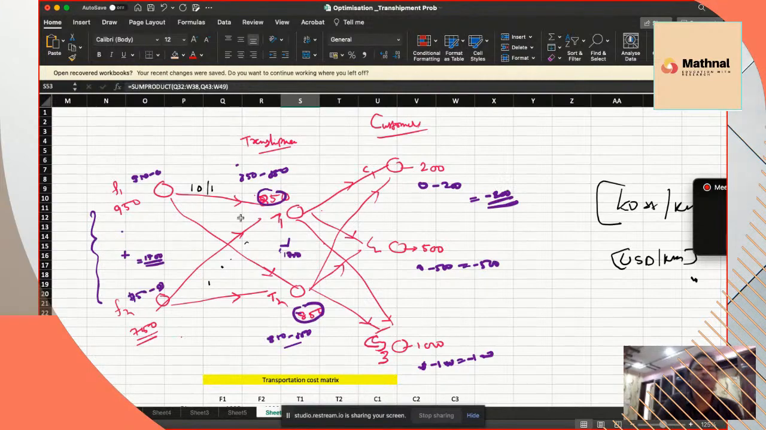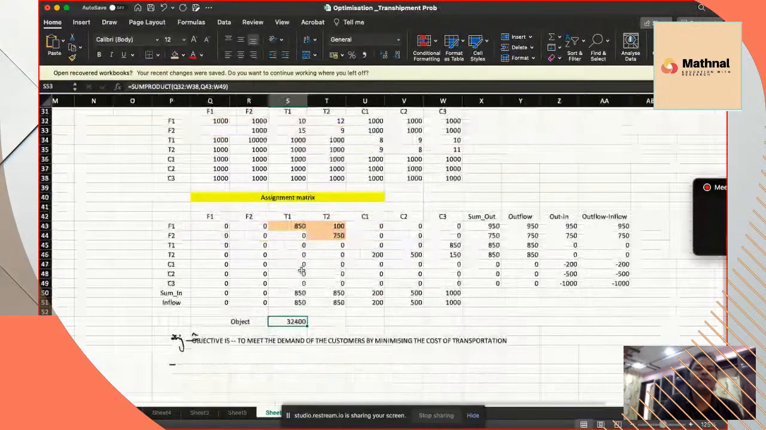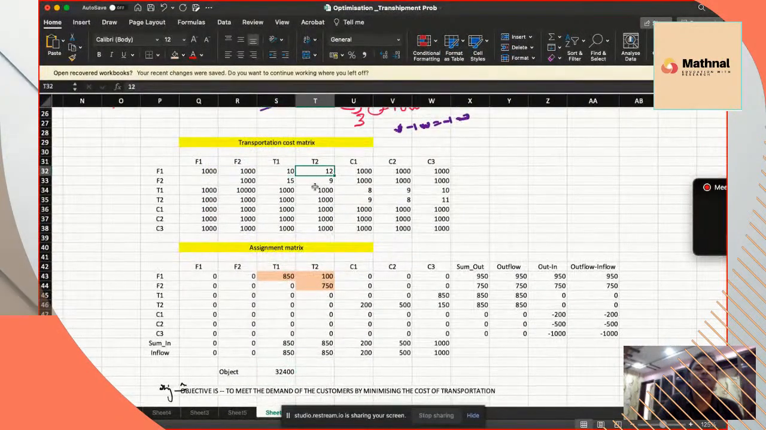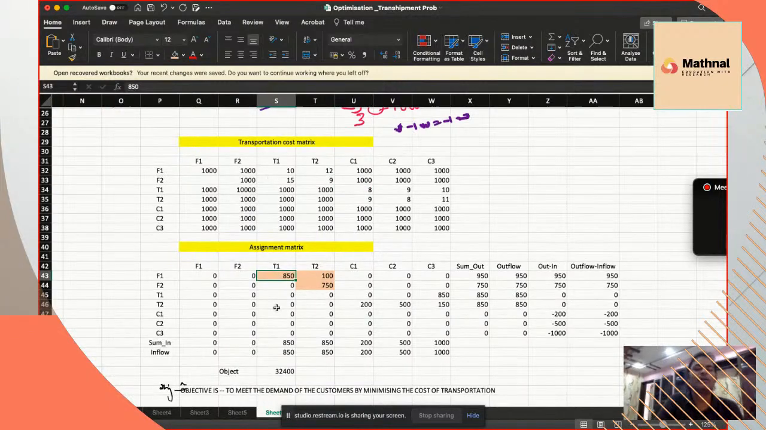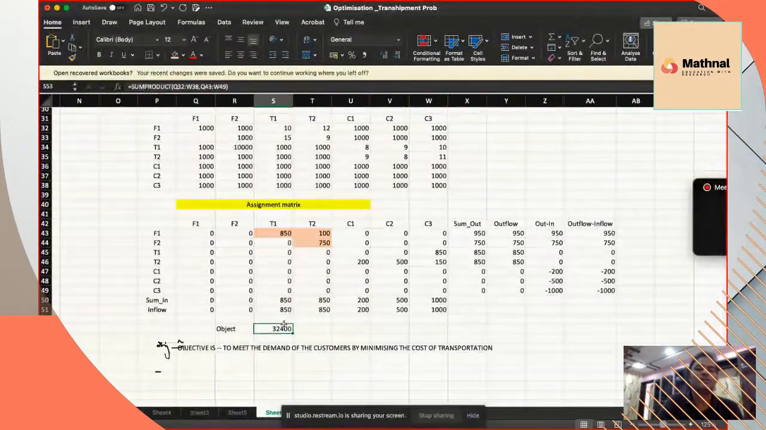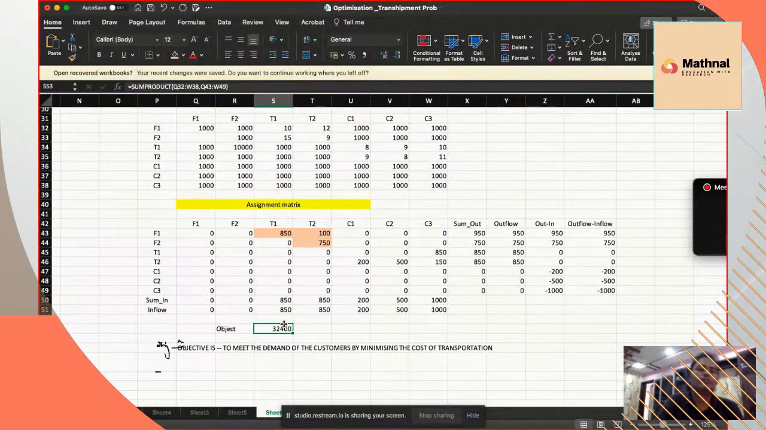This is the cost per unit per kilometer, whatever value we have here. This is 10 US dollars per piece per kilometer, 12 US dollars per piece per kilometer, 8 US dollars per piece per kilometer. Now we have to multiply these units by the cost per kilometer to get this particular objective. That is 32,400 per kilometer for the total volume dispatched to C1, C2, and C3. This is only per kilometer, okay? It's not the total kilometers, only per kilometer.